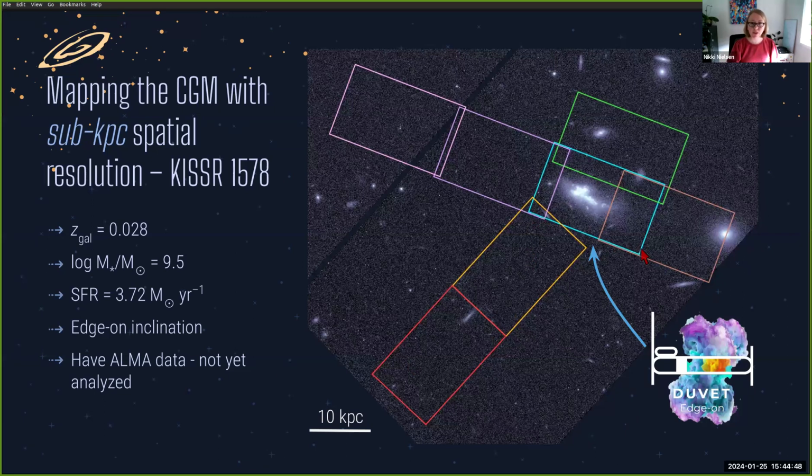So this inner pointing is our DUVET edge-on pointing, where we only spent about 20 minutes on that galaxy, but then we spent 1 to 2 hours with KCWI focused primarily along the minor axis and the major axis of this galaxy to try and look for signatures of those outflows and accretion along these axes.